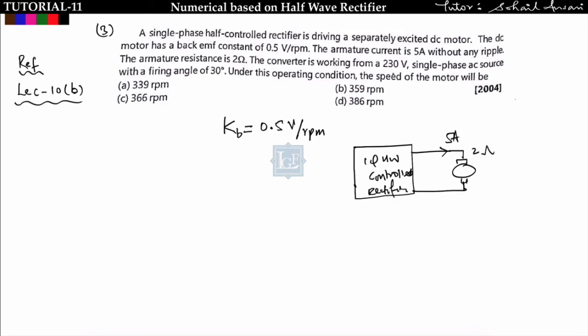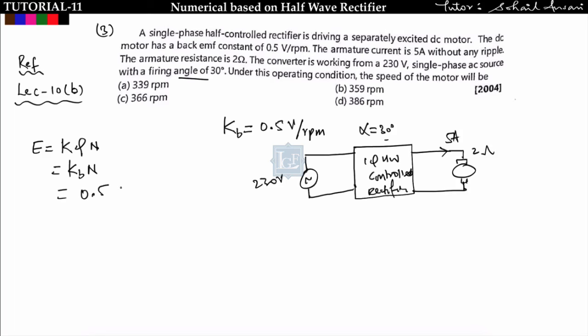The converter is working from 230 volt. Source voltage is given as 230 volt RMS single phase AC source with a firing angle alpha of 30 degree. Under this operating condition, we have to find the speed of the motor. So we know that E is equal to K phi N. For constant flux, we can write E is equal to KB N, where KB is the back EMF constant, that is equal to 0.5 into N. So N will come out to be E upon 0.5. So if I find the back EMF, then we can easily get the speed.